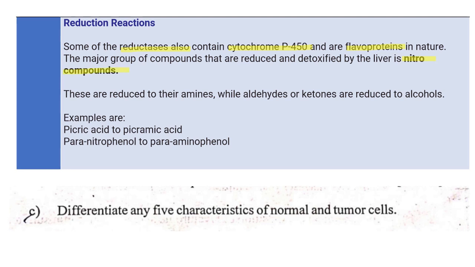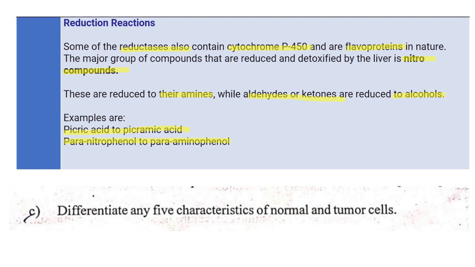These are reduced to their amines. While aldehyde and ketone bodies are reduced to alcohol. The examples are picric acid, which on reduction gives picramic acid. Similarly, para-nitrophenol gets converted to para-aminophenol. These are the two examples of reduction reaction.